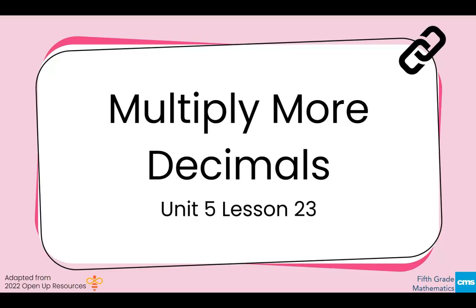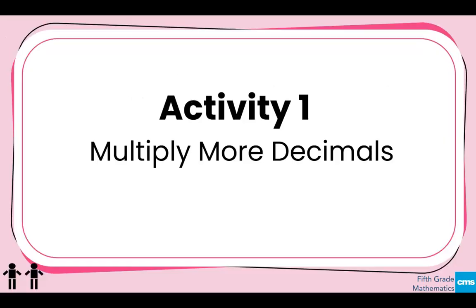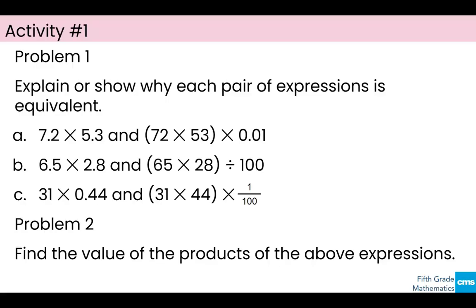Let's take a closer look at Unit 5, Lesson 23. In this lesson, students use estimation, whole number multiplication, place value understanding, and the associative property of multiplication to multiply decimals. In Activity 1, students explain or show why each pair of equivalent expressions is equivalent. In this activity, they are provided with the equivalent expressions.